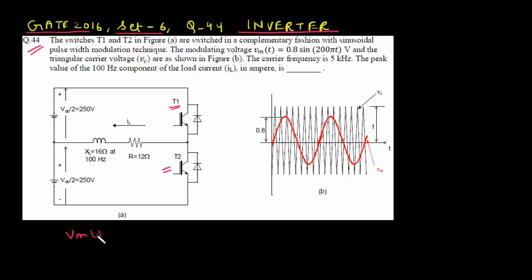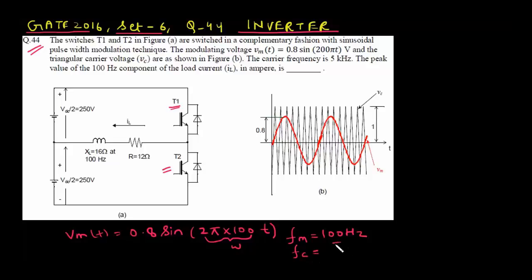So VMT has peak magnitude of 0.8 into sine omega t. So this is omega. So the frequency of modulating voltage waveform f of m is 100 Hz. And the triangular carrier voltage Vc. So this high frequency triangular wave you can see in figure B, it is carrier voltage Vc waveform. So they are shown in figure B. The carrier frequency is 5 kHz. So the frequency of carrier, which is high frequency triangular wave, is 5 kHz.